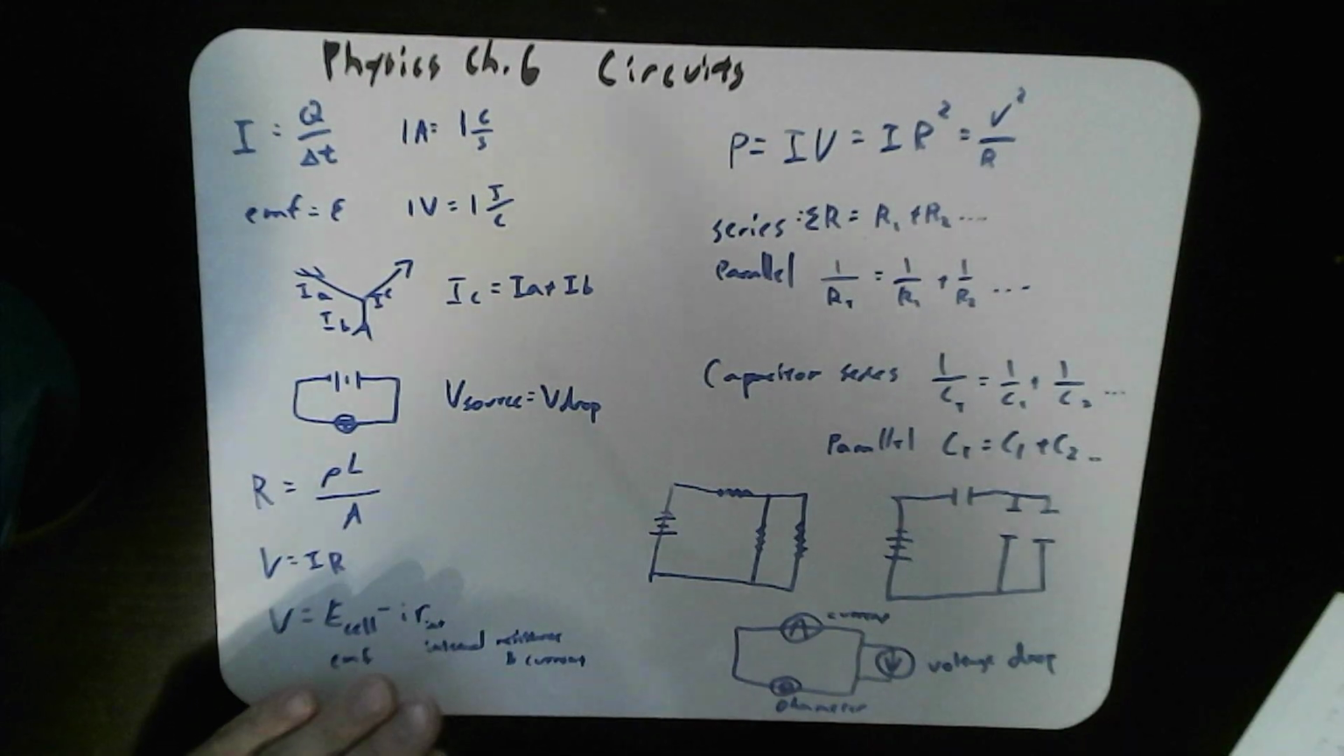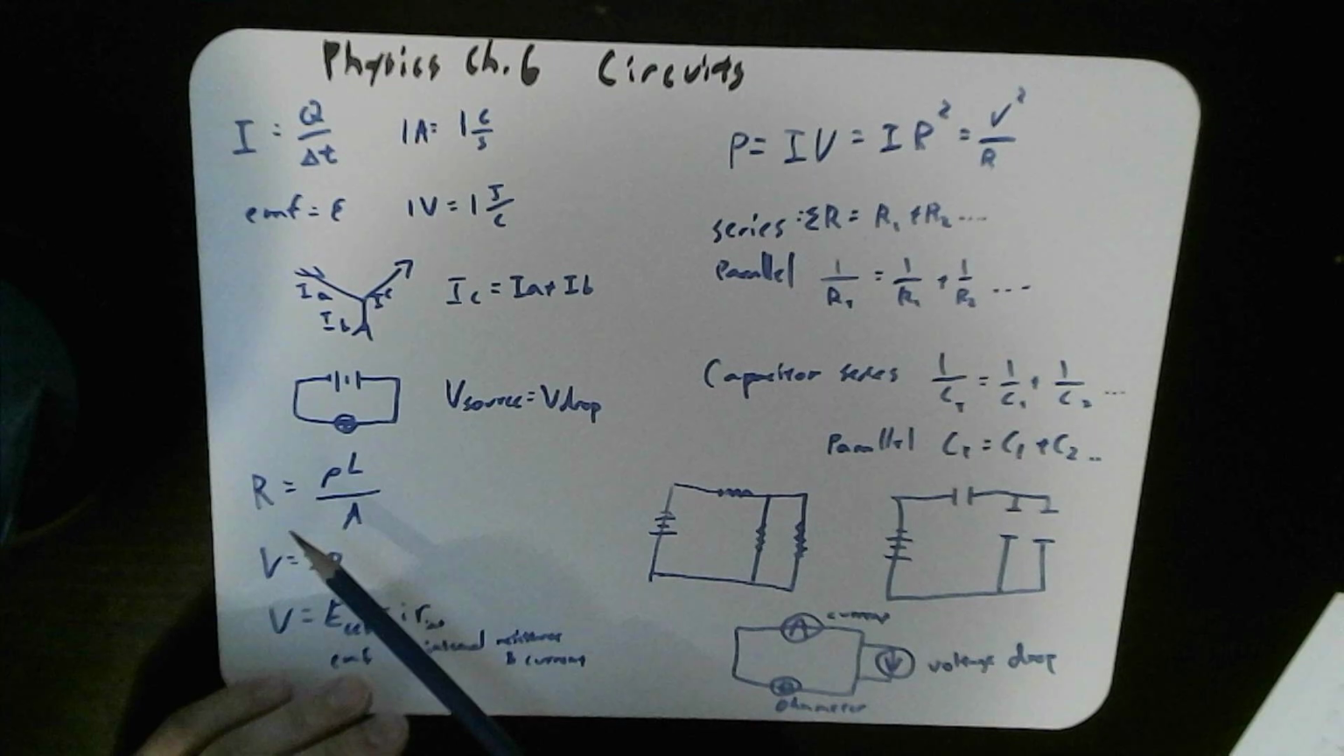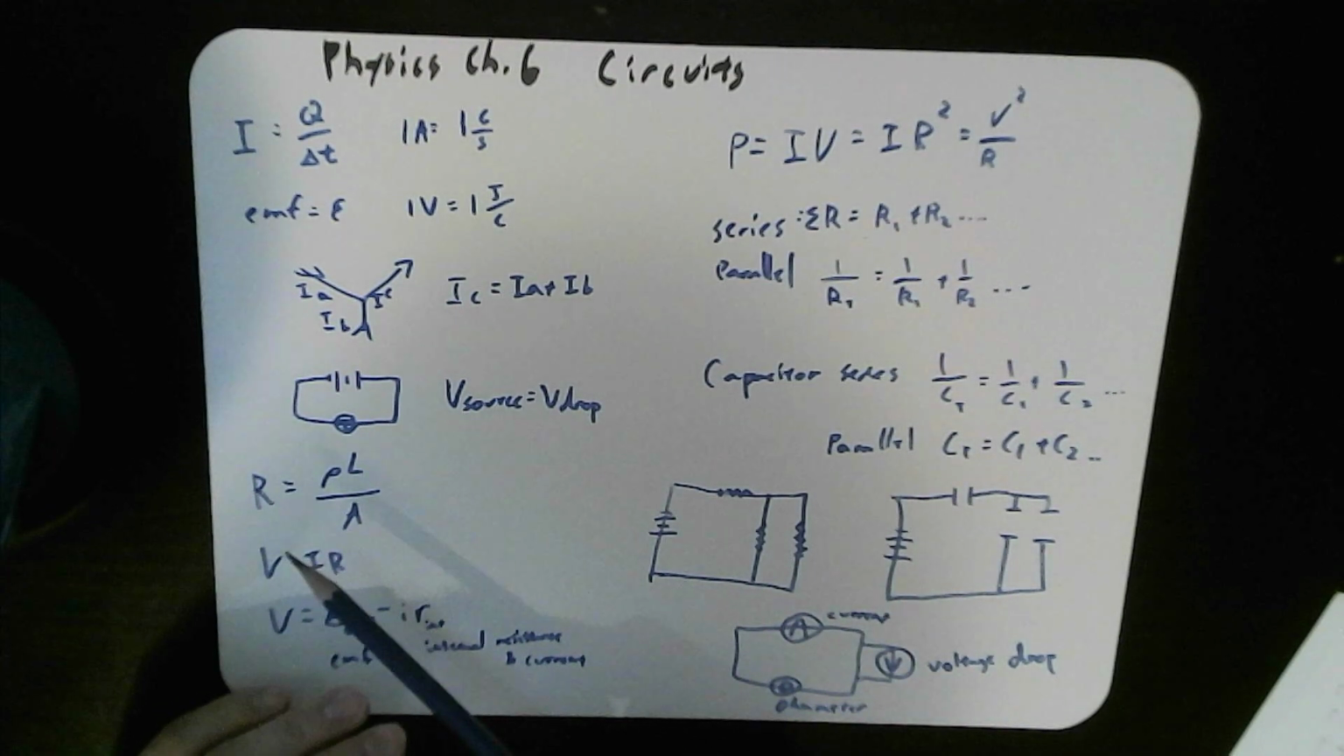Okay, so we have a property called resistance. Resistance is how much back pressure.